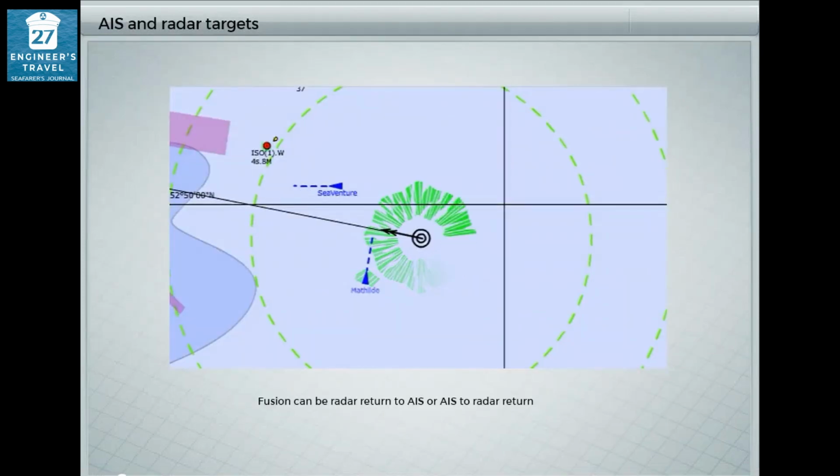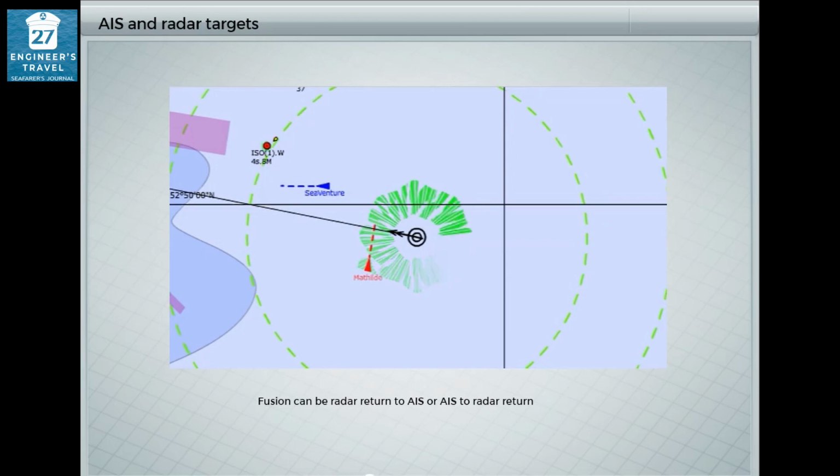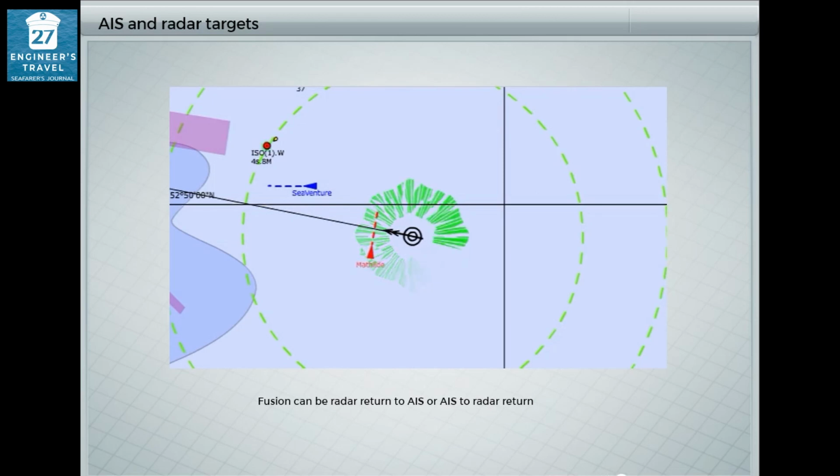AIS targets show on the ECDIS as a blue or green triangle when sleeping, but with attached vector when active. If dangerous to the vessel, the color changes to red and an alert sounds. It is noticed that the Matilda has AIS and radar return coinciding with each other. This does not always happen, because one position is from the vessel's radar, the other from the target's GPS receiver. ECDIS has a function called fusion that allows the operator to merge either radar to AIS or AIS to radar if there is separation.